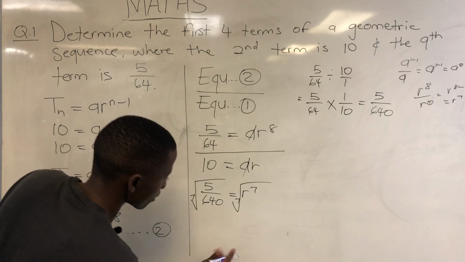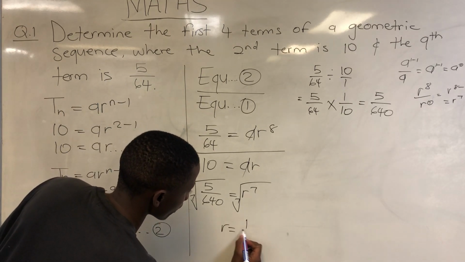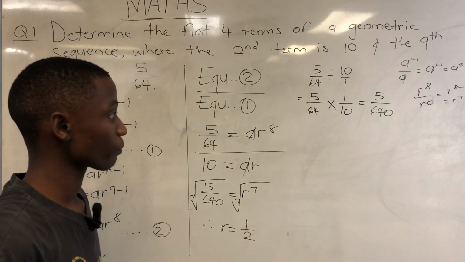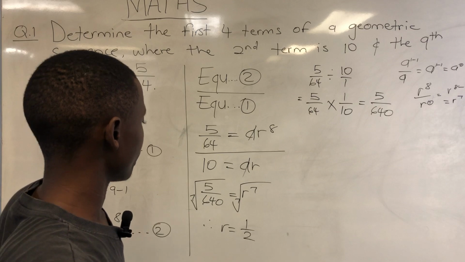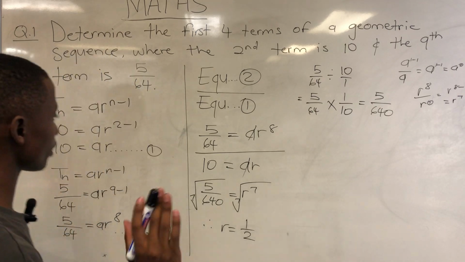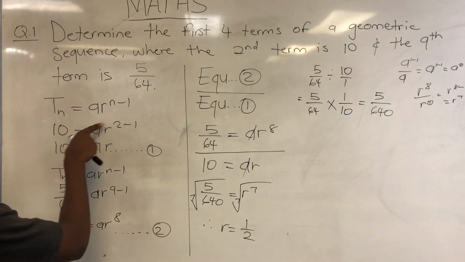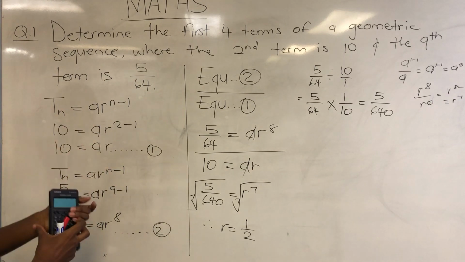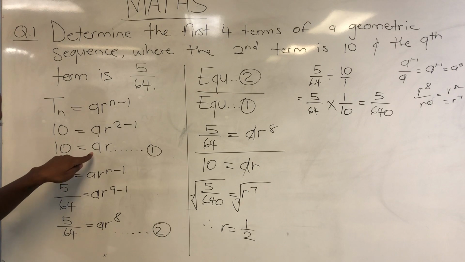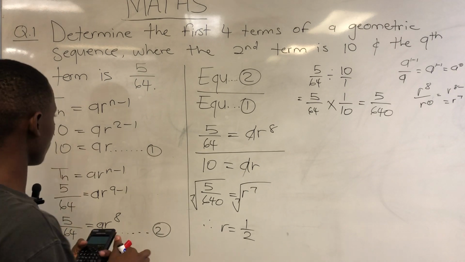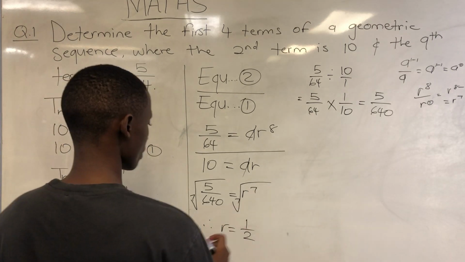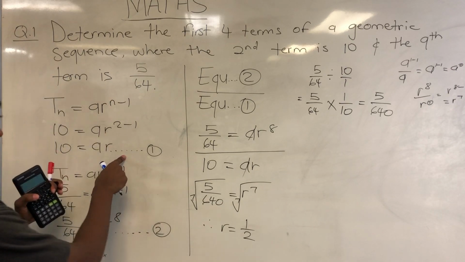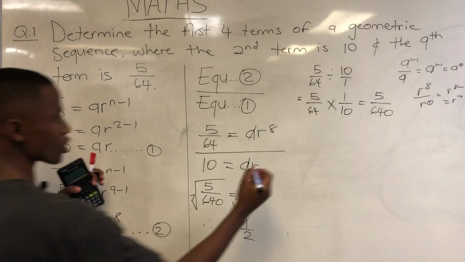Let's just put it in a formal way: r is equal to 1 over 2. Now the next step is just to find the value of a. For the value of a, we're just going to substitute the value of r in equation 1.